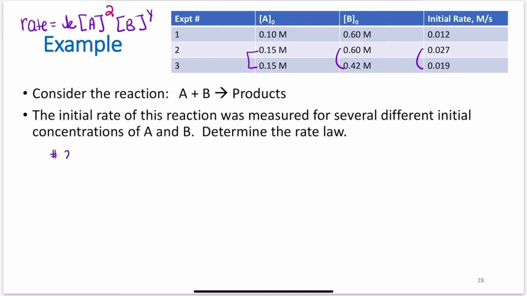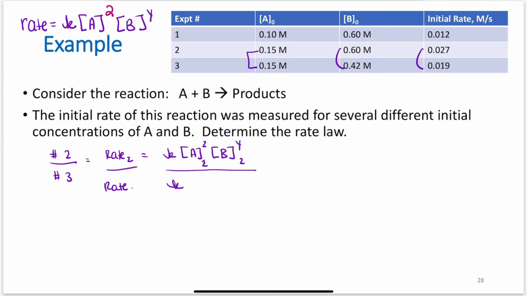I'm going to take number 2 divided by number 3, because number 2 is a little bit bigger. My rate of 2 is equal to K times the concentration of A, which we now know is squared, times the concentration of B raised to the Y. This is going to be divided by the rate of 3. Here, A in 2 and A in 3 are the same, which means I can cross them out. I can ignore them. If I did reactions 1 to 3, I would not be able to ignore A. Does that mean you can't use it? Yeah, of course you can. I just like simplifying my math to use as few numbers as possible. So I'm going to use the ones where only one species is changing concentration.